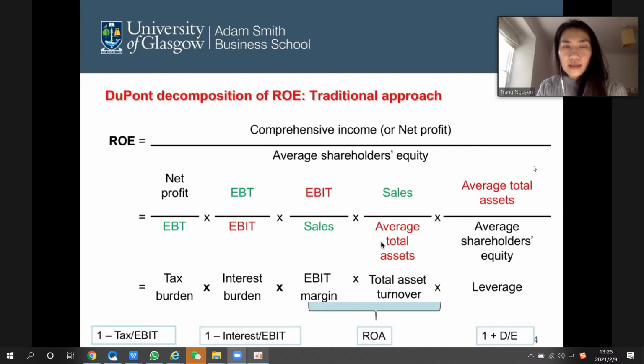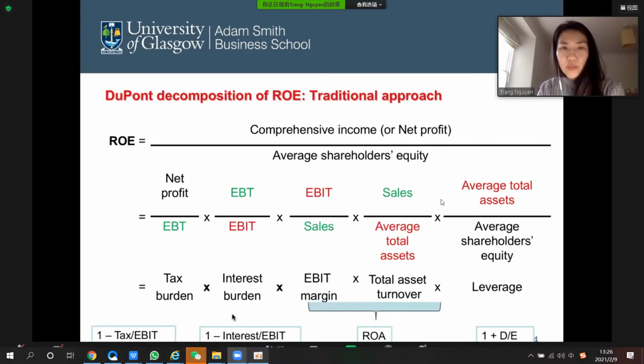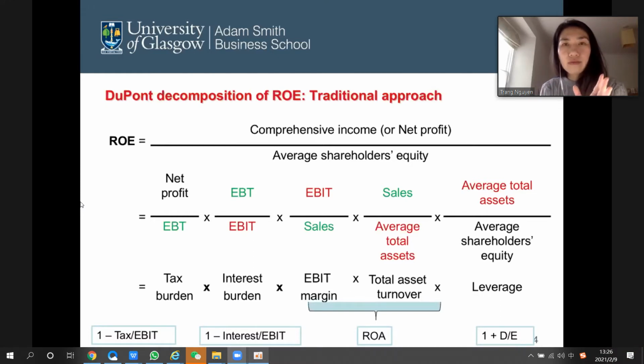Okay, and with those three components, we can now also analyze five components. In five components, we are based on tax burden and interest burden here. With this approach, we can see the effects of tax on the return on equity. And please watch the video about this part. I also analyze this, if you want to see more.